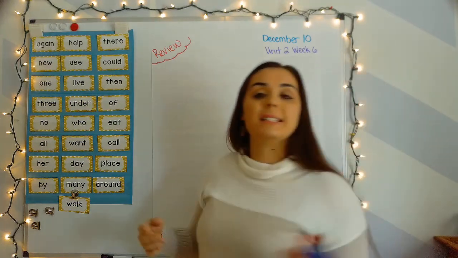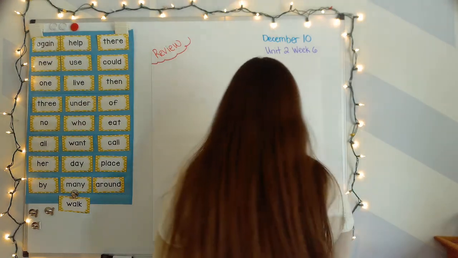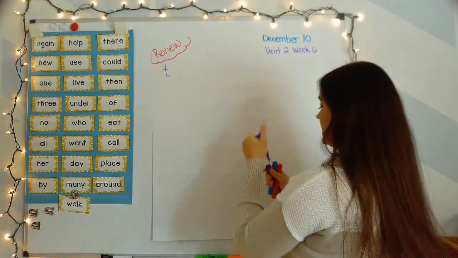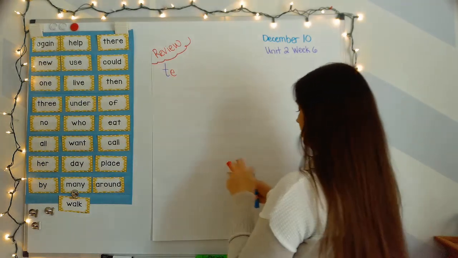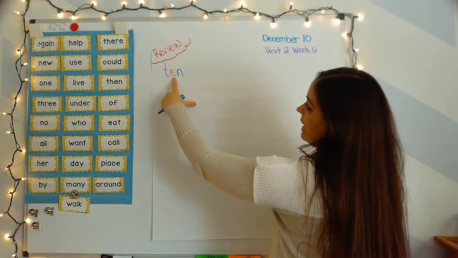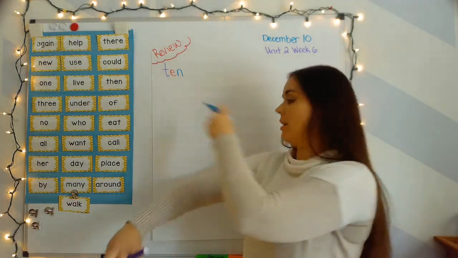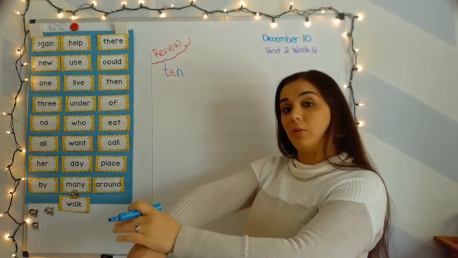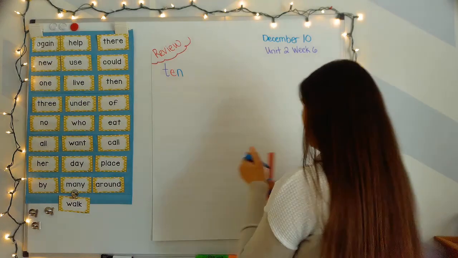All right, first word, ten, your turn. T says ta. E says eh. N says na. Ten. So any word, you can use your stretchy snake. The first sound will be your shoulder sound. That middle sound would be your elbow sound. And the last sound would be your wrist sound. So in this word, ten. Excellent.